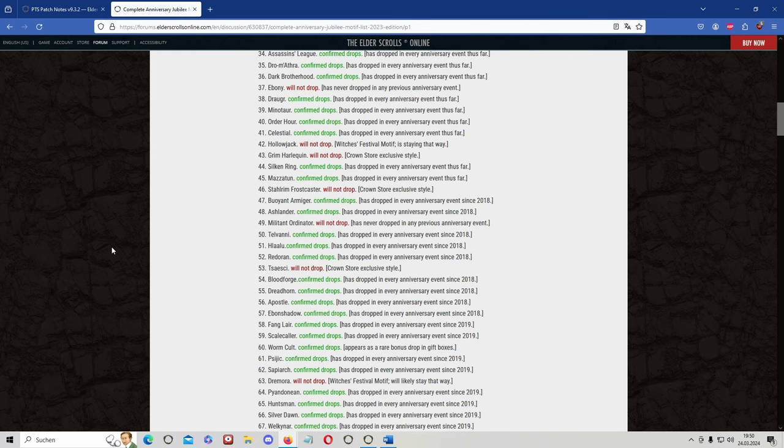This will lead to a complete crash of the motif market, so if you have any motifs around still, sell them now before the market will be flooded during the event.